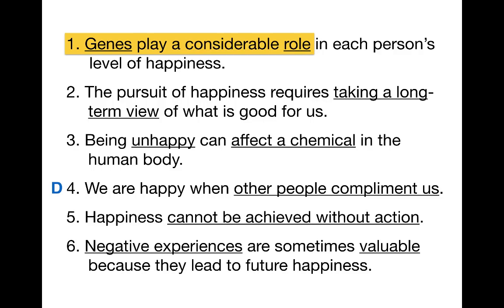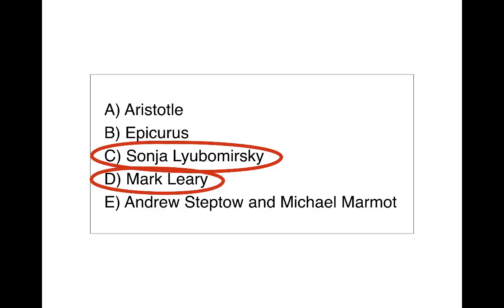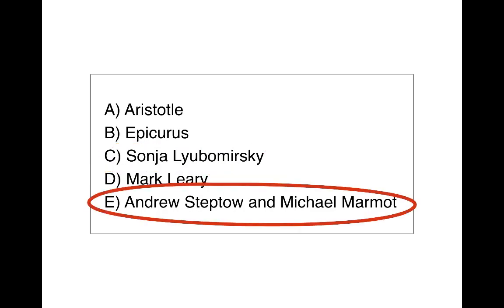The long-term view in number 2, that was not mentioned. There was nothing about a chemical. There was nothing about cannot be achieved without action, and nothing about negative experiences being valuable. So number 1 looks like the only possible answer for this. We had genes play a considerable role, 50% genetically determined, so that is the answer. That's C. Sonia Lyubomirsky was C, so that was the answer. We've done those two now, and let's move on next to E, Andrew Steptoe and Michael Marmot.